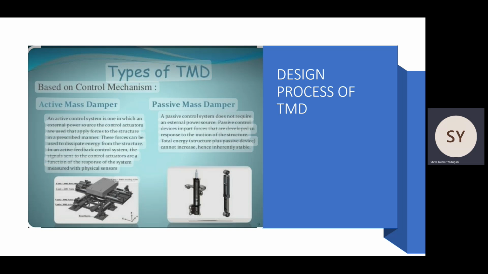Basically, TMD is divided based on its control mechanism. The first one is the active mass damper, then the passive mass damper. An active control system is one in which an external power source and control actuators are used that apply forces to the structure in a prescribed manner. These forces can be used to dissipate energy from the structure. You can have a look at the diagram of the active mass damper here.